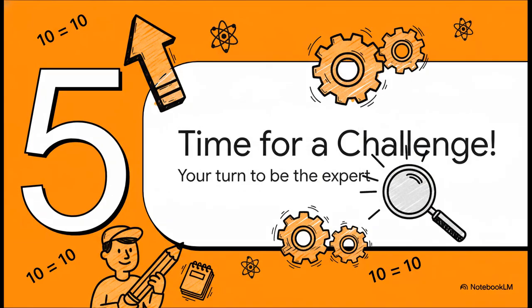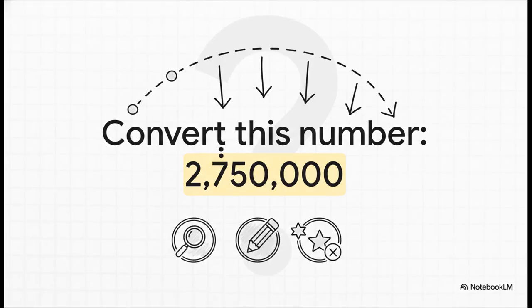All right, now that you've seen me do it a couple of times, it's your turn to be the expert. I've got a challenge for you to try on your own. Okay, grab a piece of paper. Here is your challenge number 2,750,000. Your mission, should you choose to accept it, is to convert this number into scientific notation.